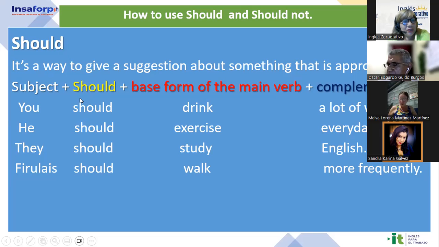In the pronunciation, should: you don't pronounce the L. No L in the pronunciation, right? You say should. Should.